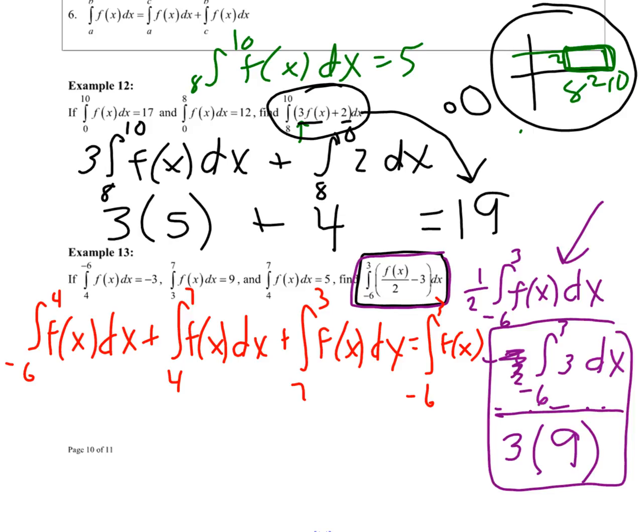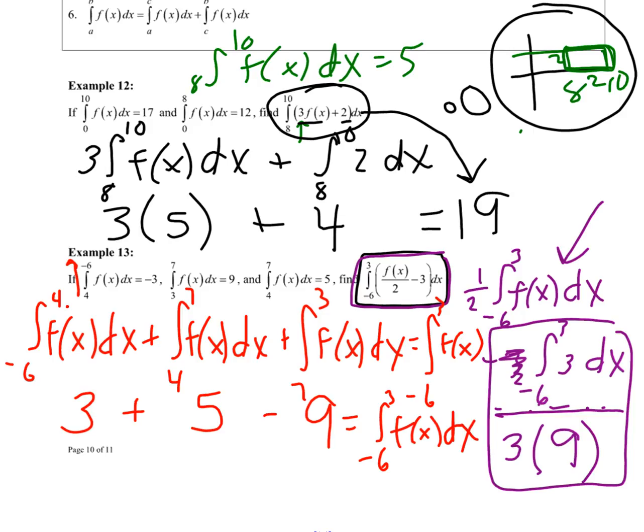All right, I don't have -6 to 4, but I do have 4 to -6. That's -3. So if I'm going the opposite direction, I take the opposite sign. Okay, I have 4 to 7. That's 5. And I don't have 7 to 3, but I do have 3 to 7. So I just take the opposite sign. So that's going to be equal to the integral from -6 to 3 of f of x dx. So what's that? Negative 1?